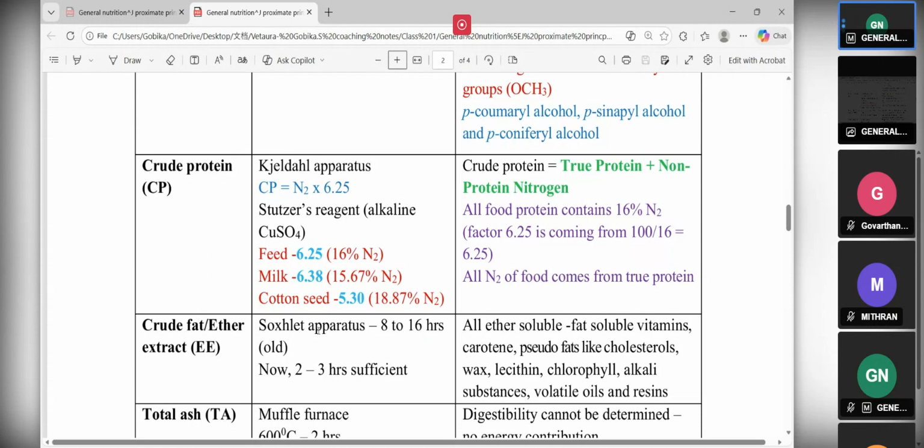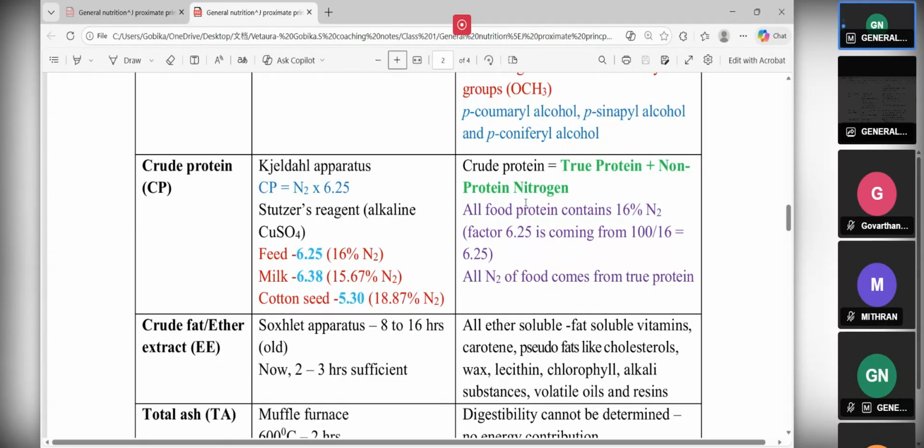So for feed only, 6.25 acts as the factor for protein estimation. For milk, they consider 6.38 as the factor. For cotton seed, 5.30 as the factor. From that we can calculate that milk has a nitrogen percentage of 15.67, and cotton seed has around 18.87 percent nitrogen. So these are three important points regarding crude protein estimation and general nutrition. They will ask these factors in match the following and ask us to choose the correct option. So we should know feed 6.25, milk 6.38, cotton seed 5.30. It was previously asked and is a very important question.